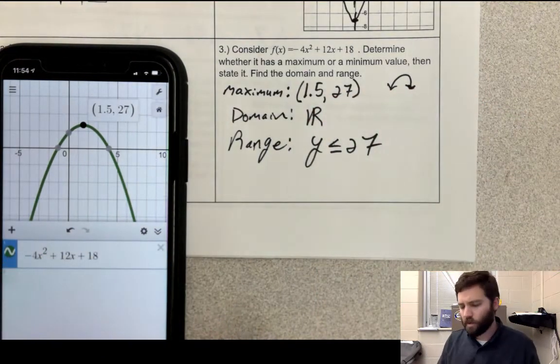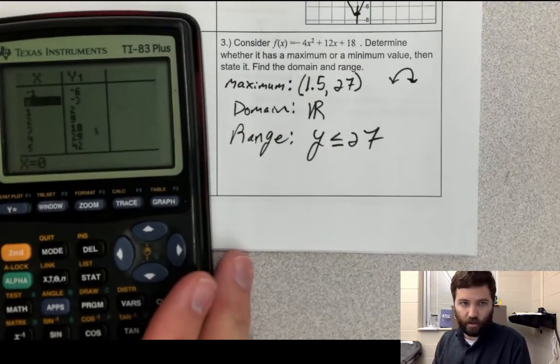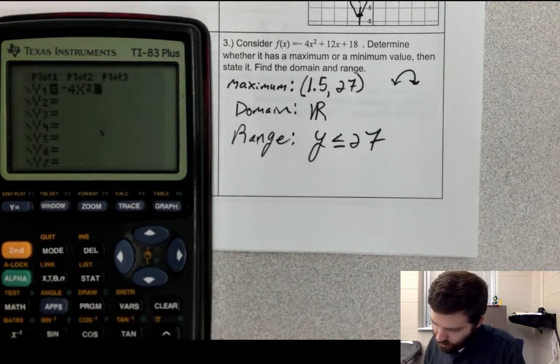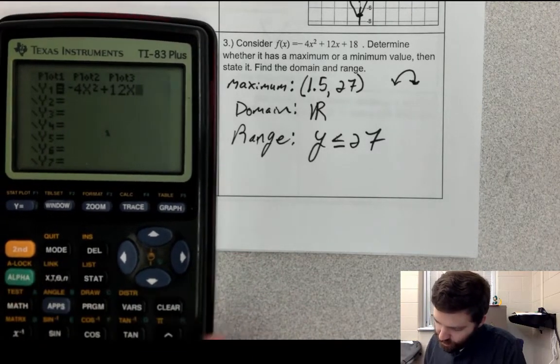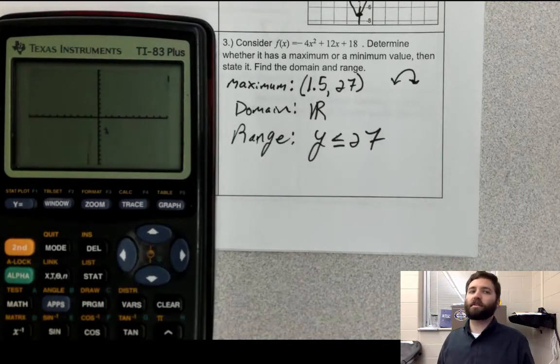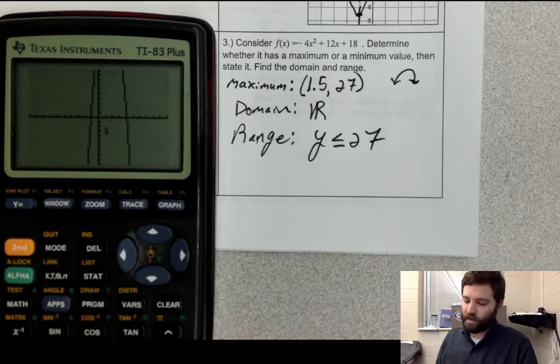And what I want to do is show you this in the graphing calculator because it does look a little bit different. If you plug in negative 4x squared plus 12x plus 18, and you hit graph, you'll notice in the standard window you can't see the maximum. Now one way around this is to zoom out, but I hate zooming out because it's like using a sledgehammer for everything. Sometimes it's the perfect tool. Most of the time though, you're going to do more damage than what you need to.